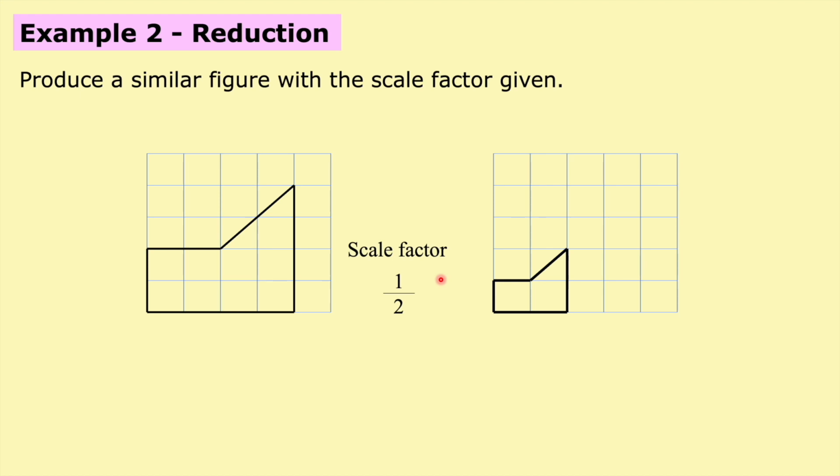And notice that the scale factors for our enlargements were numbers that were greater than 1. So we had 3 and 2 for those examples. And when you're dealing with a reduction, our scale factor, so what we're timesing it by, will be less than 1. In this case, we've got 0.5, also a half.